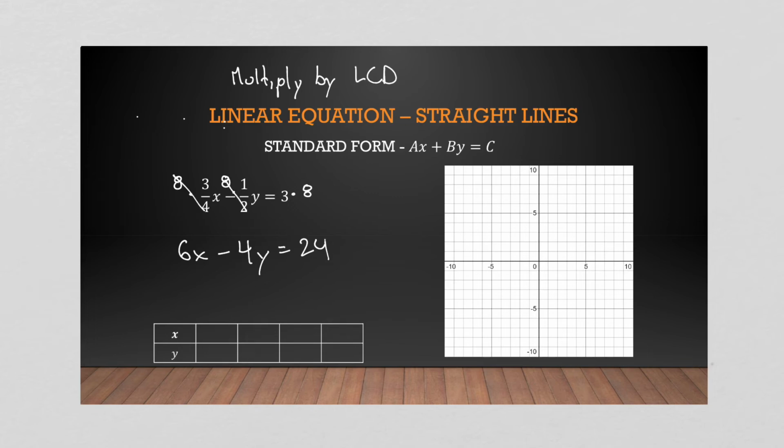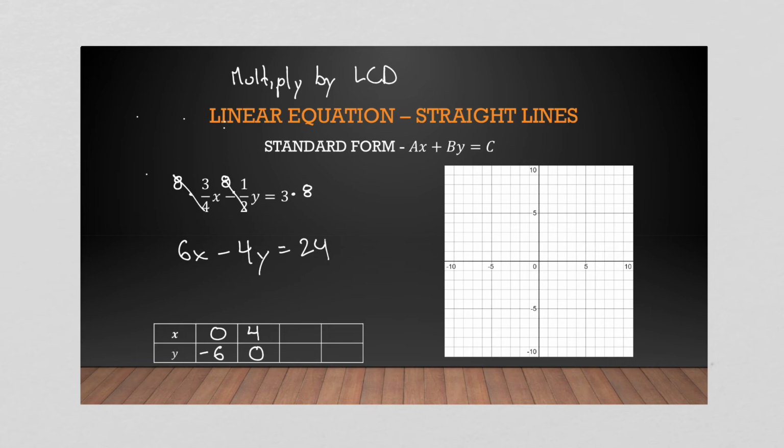So now consider when x is 0, the 6x is gone, we have 4y equals 24. So when x is 0, y is -6 because we divide by a -4 on both sides. So there we get 1 point. Now what about when y is 0? Well, when y is 0, we have 6x equals 24. Divide on both sides by 6 this time, we get x equals 4.